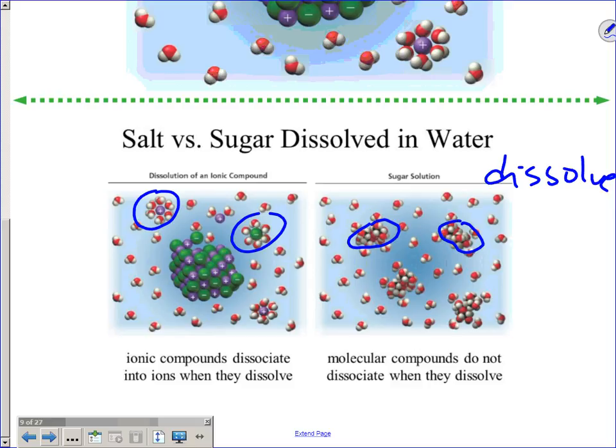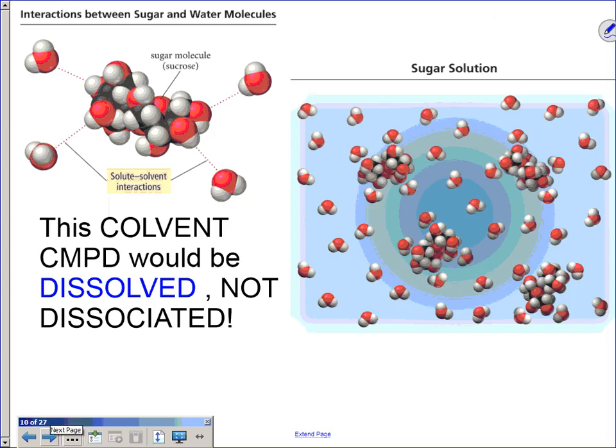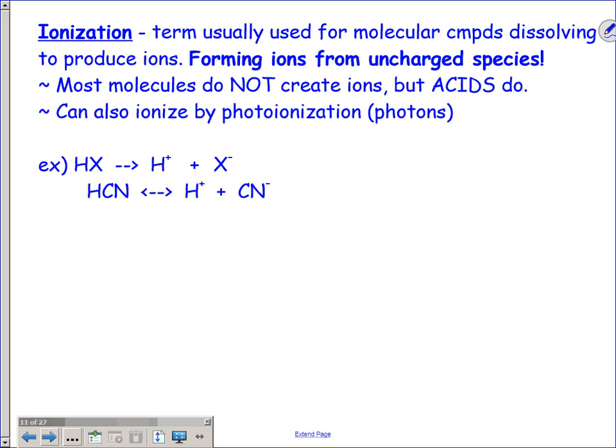Now, Levi said ionization or ionize. I'm good with ionized to describe this because that's truly what's happening. But the term ionized is actually used more for acids. So let me just make sure we got that. Covalent compounds are nonpolar generally, so they're going to be dissolved, not dissociated. Okay, so the term ionized is actually usually reserved for acids or molecular compounds that do not form charges. Generally, they don't form charges, generally.